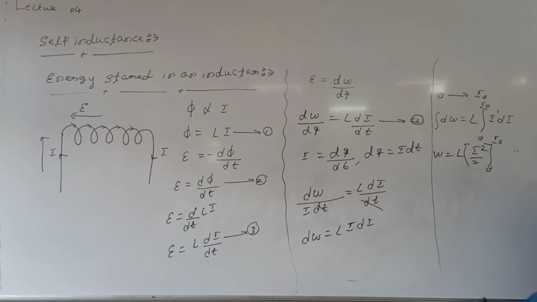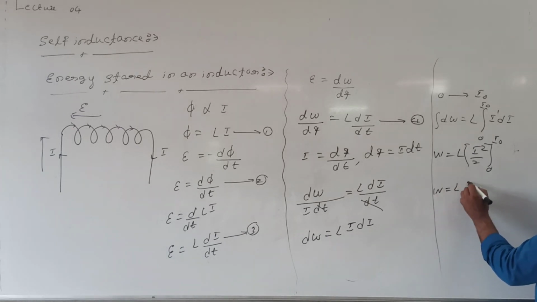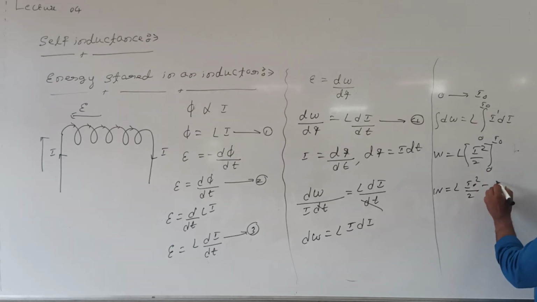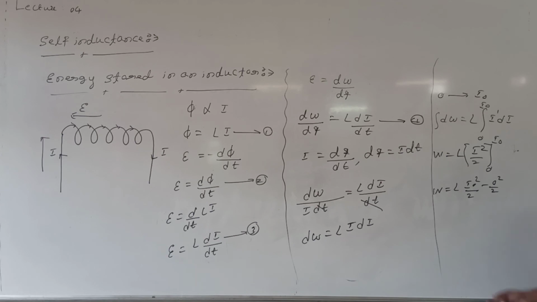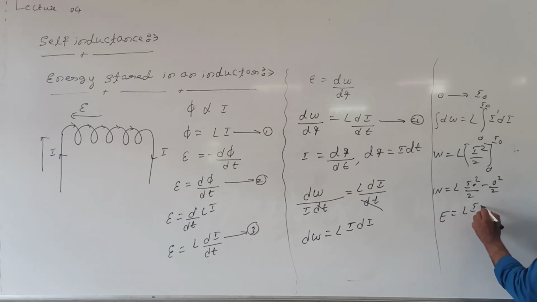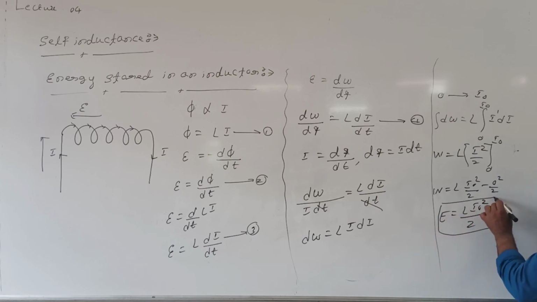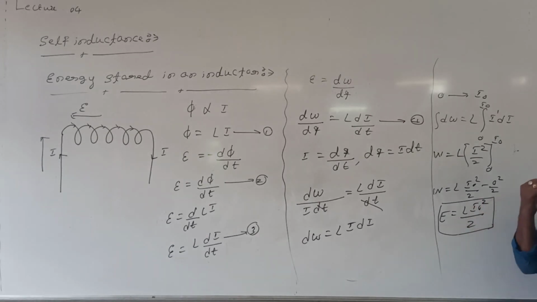From 0 to I naught, how do we take it directly? Work done is equal to L kept the same, times how much? I naught square by 2 minus 0 square by 2. 0 square by 2 is equal to 0. Then this work is equal to L I naught square by 2. Directly this work is stored as energy. What energy? E is equal to L I naught square divided by 2. This much energy can be stored in an inductor.